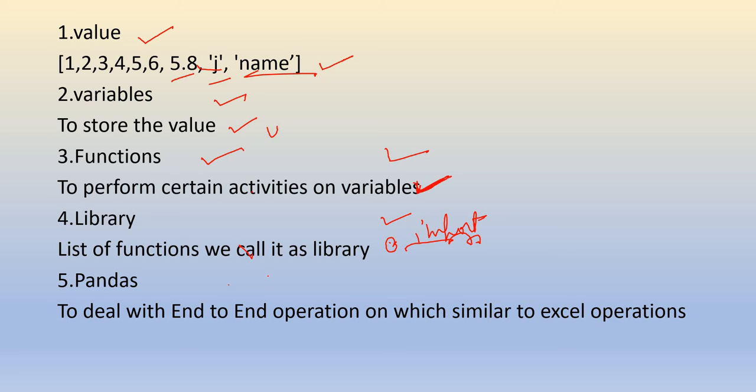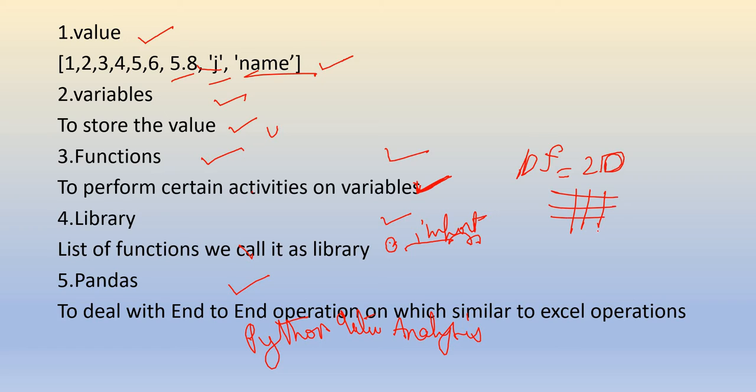And the next one is pandas. Pandas stands for Python data analysis; in short form, it is called pandas. So why are we going to use pandas? Pandas deals with end-to-end operations similar to Excel operations. In pandas we have two things. The one is DF, which stands for data frame, a 2D structure which stores the data set in a 2D manner. And it also has another thing called series.